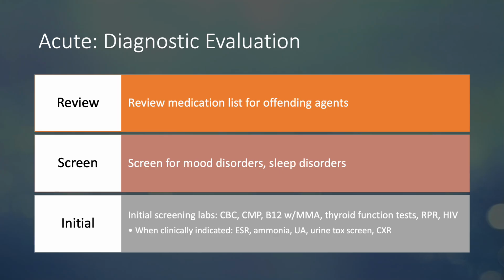In terms of testing, you want to look for the cause. Always look for the cause. So if you're thinking about an infectious process, your full blood count is a good point to start. If you're thinking about deficiencies, B12, folate. If it's thyroid you're thinking about, get your thyroid function test. Always look for HIV, always look for syphilis.